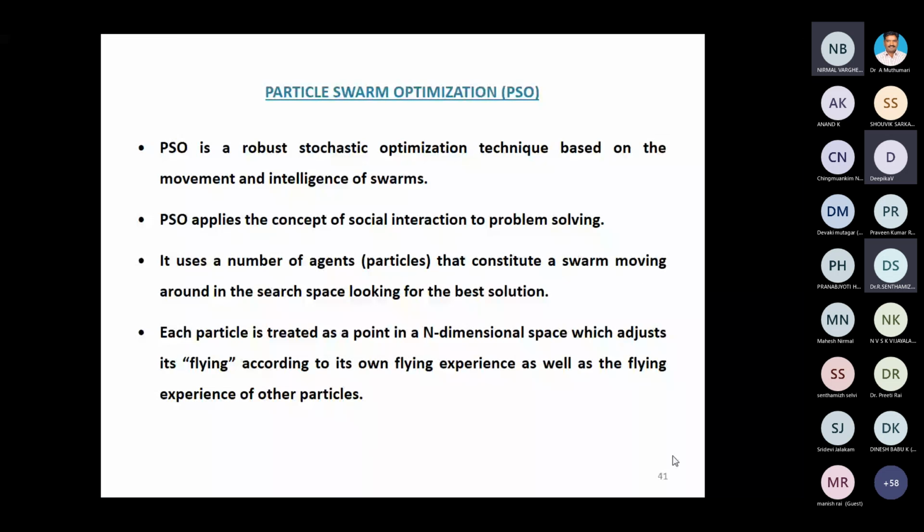Okay. So PSO is a robust stochastic optimization technique based on the movement and intelligence of swarms. Has anyone explained this PSO in this FTTP program in your earlier lectures? No, Professor, no. This is the first time you are hearing PSO. Then I have to go into some basics of PSO. Later we will see the implementation, then the results and applications.